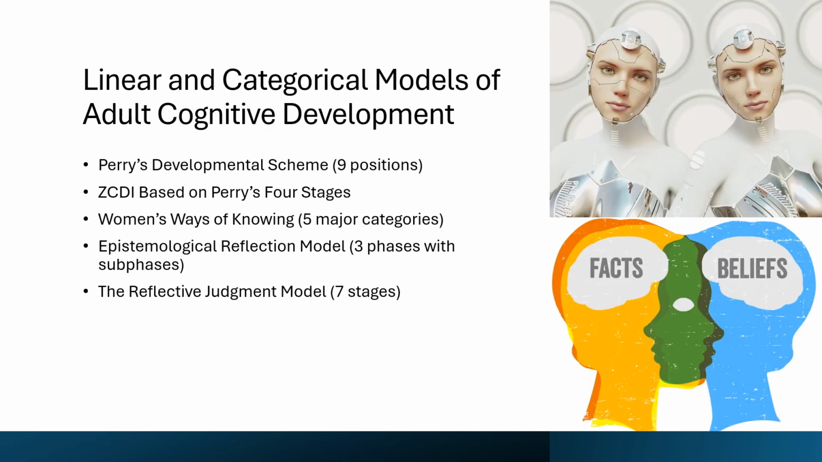Then we discussed the adult cognitive development models, particularly the linear and categorical models, including Perry's developmental scheme, which includes nine positions, the Zeitgeist CDI based on Perry's four stages, Women's Ways of Knowing, which includes five major categories, the epistemological reflection model, which contains three phases with subphases, the reflective judgment model, which has seven stages, and so on. All these cognitive models explain how adults find facts and how they form beliefs based on those facts.